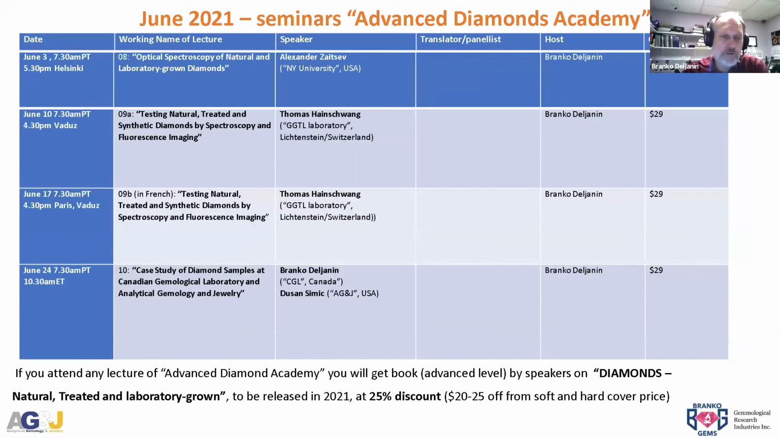And for those who really want to dive completely into spectroscopy and understand all defects, different instruments, different ways to detect them, and what these defects mean, I recommend the May lectures from Alexander Zaitsev on optical spectroscopy, and Thomas Hainschwang. He will do it in English and French for the French-speaking market, on testing diamonds by spectroscopy and fluorescence imaging. This is a combination of fluorescence and spectra, something very, very high-tech, and maybe the final answer for all diamonds.